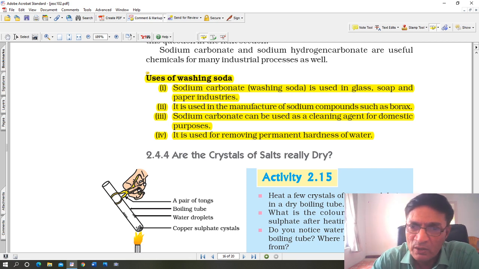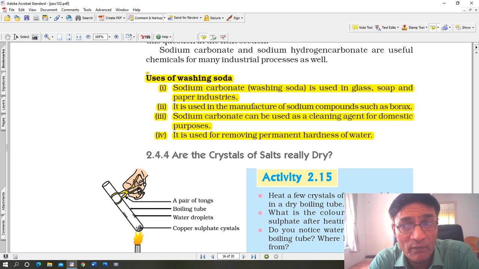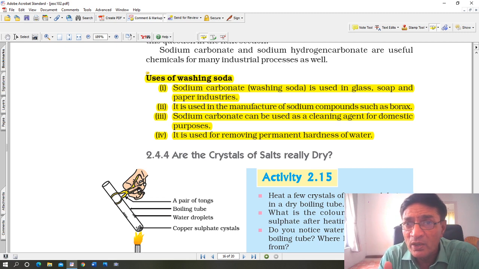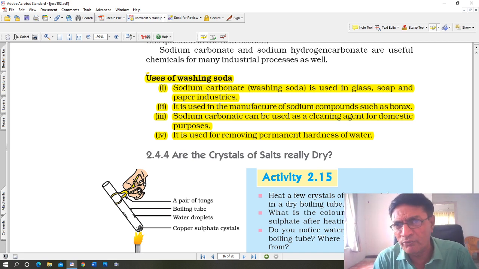Usage of washing soda. Sodium carbonate is used in the preparation of glass, soap and paper industries. It is used in the manufacture of sodium compounds such as borax. Those who play carrom know that borax powder is used to reduce friction. Sometimes the carrom board becomes a little bit moist, or a little bit rough and not smooth enough. So a little bit of borax powder can be sprinkled on the carrom board, and then you will see the striker smoothly floats around the whole board. It just moves very rapidly. Sodium carbonate can also be used as a cleaning agent for domestic purposes.